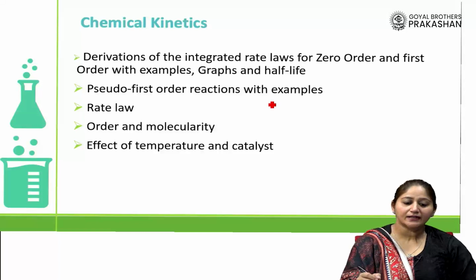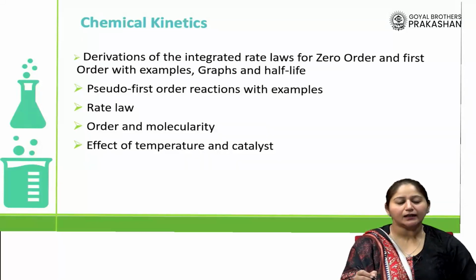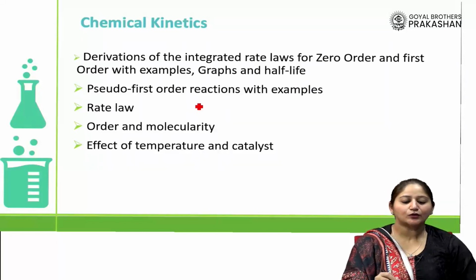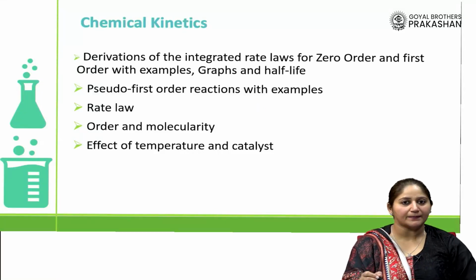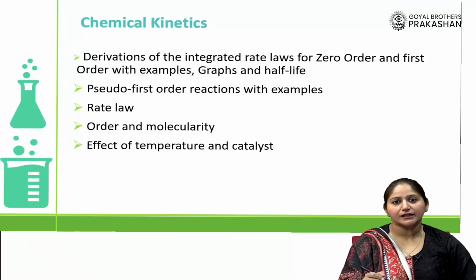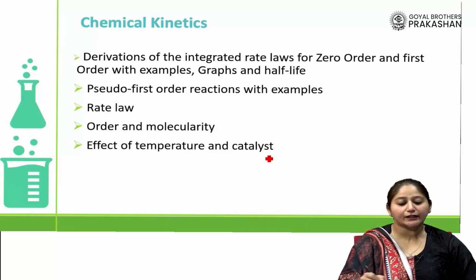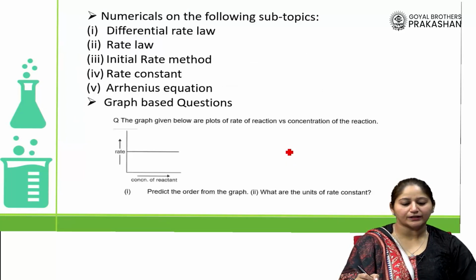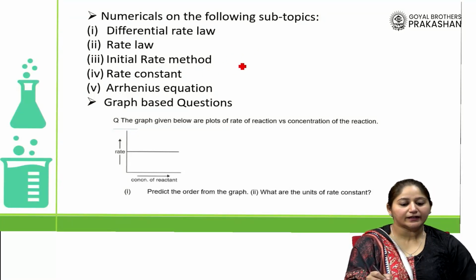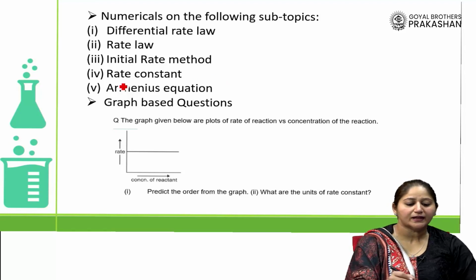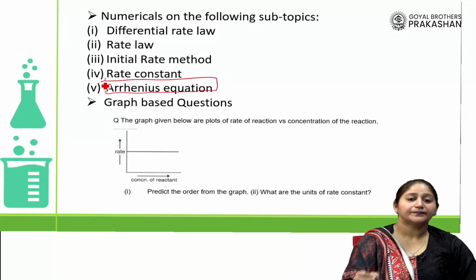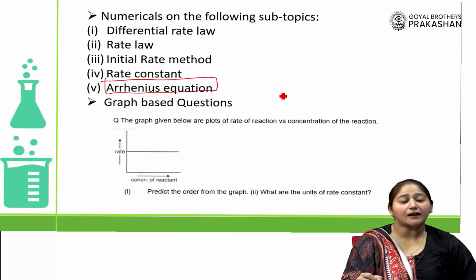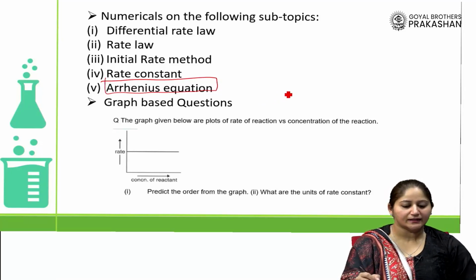Now from chemical kinetics, derivations are definitely very important, mainly for half-lives. Then pseudo first order reaction is important with an example, rate law, how to calculate order and molecularity, and the effect of temperature and catalyst on the rate of a reaction. They are very important. Activated complex theory is also important. Numericals based on rate law, the initial rate method, and rate constant, and a very important topic is the Arrhenius equation question. It is really important.